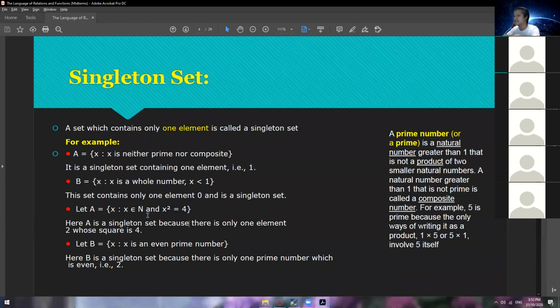Mapapansin niyo, natural number is ranging from 1 onwards. So in here, yung next na condition niya, dapat kung ano man yung i-substitute mo na number dito sa x squared should be equal to 4. And then, ano ba yung number na yon? Ano ba yung natural number na yon na kapag i-substitute mo dito sa x squared will give you a result of 4?